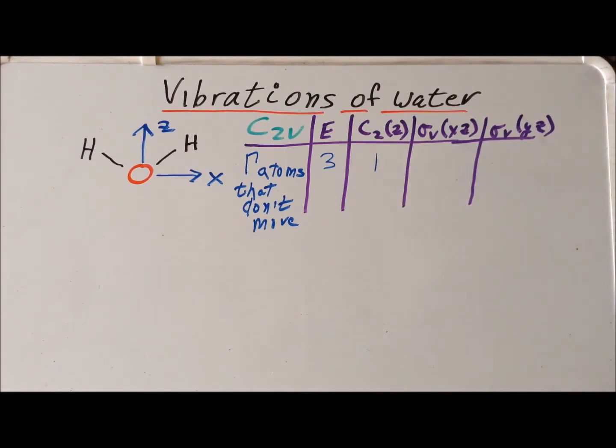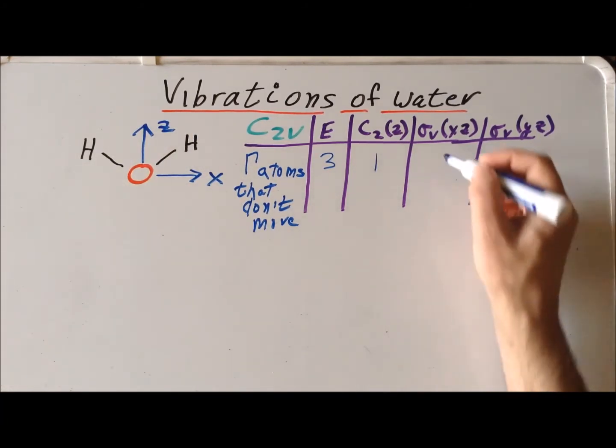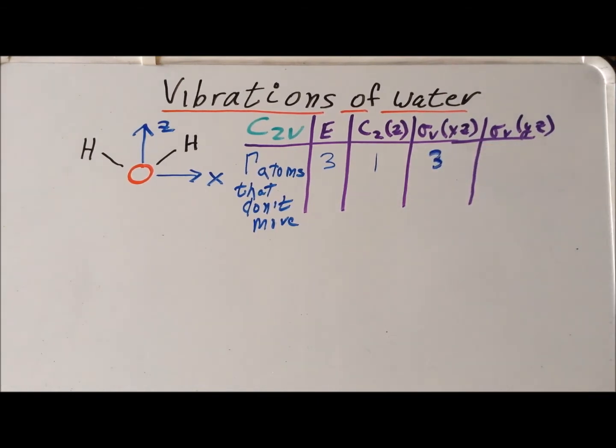Next, we have a vertical mirror, sigma v, in the xz plane, which we notice is the plane of the whiteboard. All three atoms are sitting on that symmetry element, so they're not affected by it. So again, we have a character of a 3 for sigma v xz.